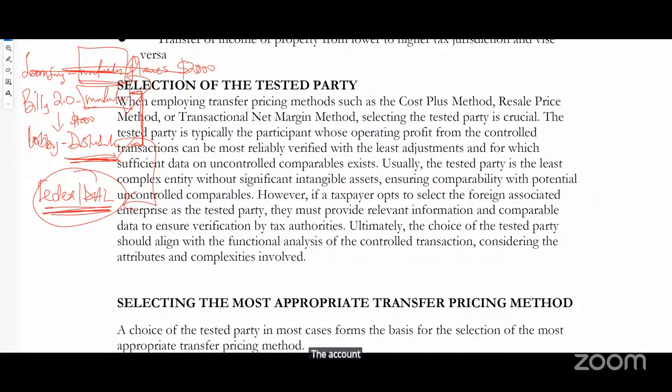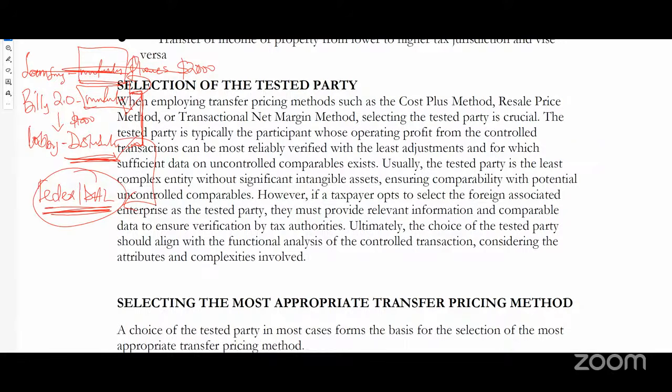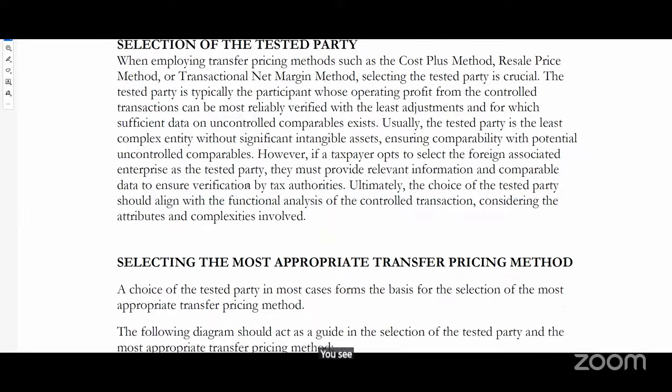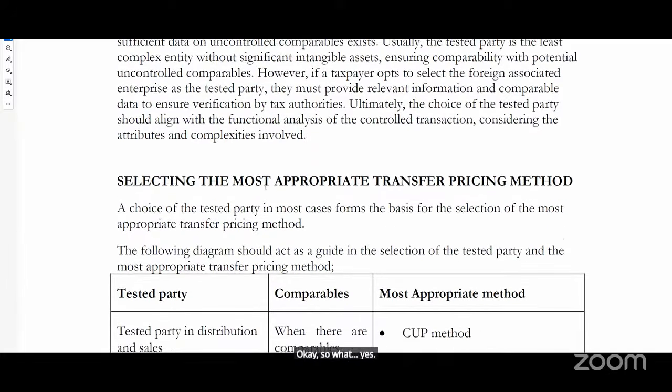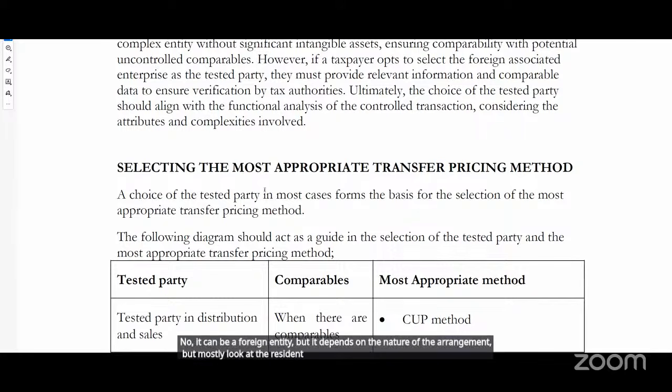The tested party is the one for whom you can easily find comparable information on the market. You see, transfer pricing is simple. Does the tested party always have to be resident? No, it can be a foreign entity, but it depends on the nature of the arrangement. But mostly, look at the resident entity.